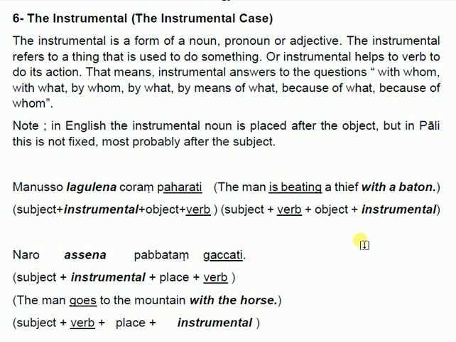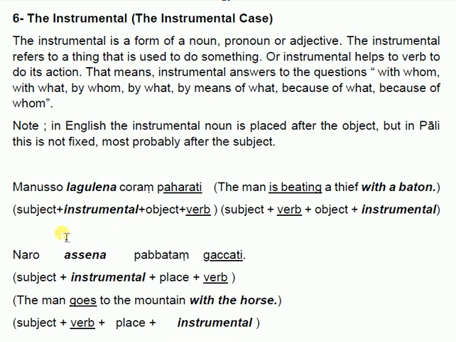Before we go to the exercise, I have to say another thing: the word order in the Pali language, the place of the instrumental, is not fixed. There's no fixed place in Pali. It may change. The instrumental can be placed after the object also. So we can say manusso coraṃ lakuṭena paharati, that way. Or we can take this lakuṭena, the instrumental case, to the front of the sentence: lakuṭena manusso coraṃ paharati. There's no difference in meaning.